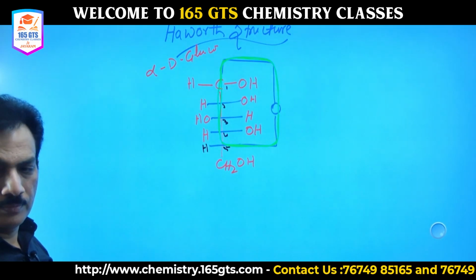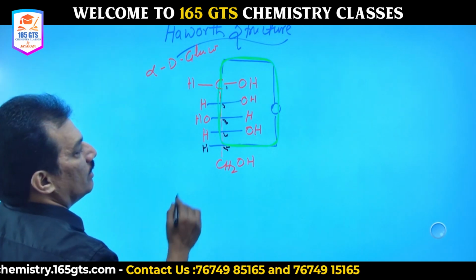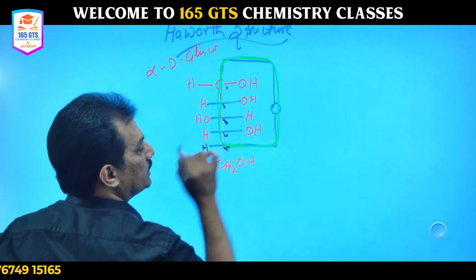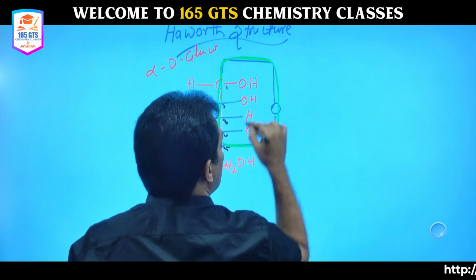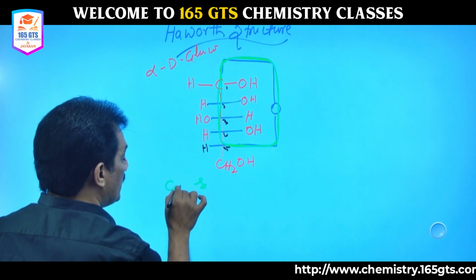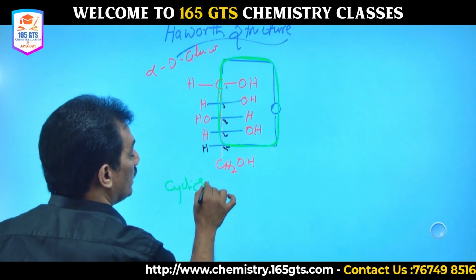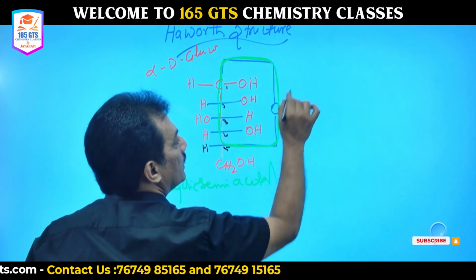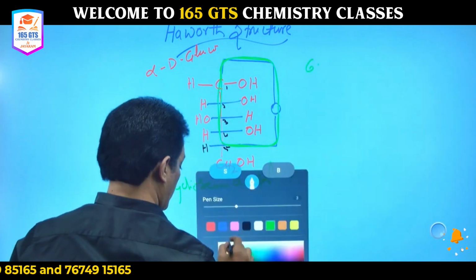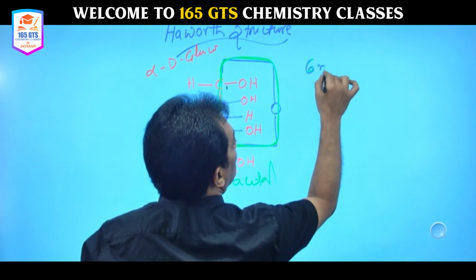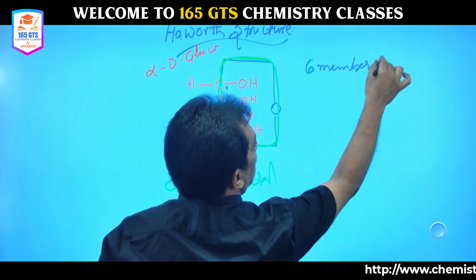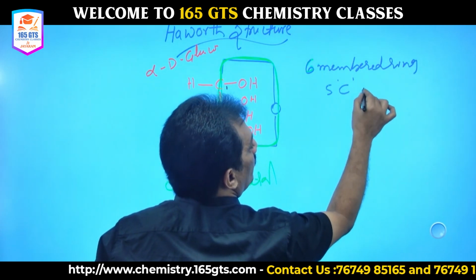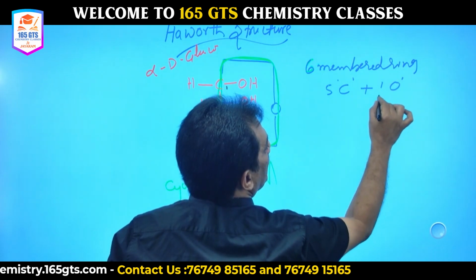You observe that in that cycle, 1, 2, 3, 4, 5 carbons are there, and 1 oxygen is there. That means it is a cyclic hemiacetal. The structure of this glucose has a 6-membered ring, where 5 carbon atoms plus 1 oxygen atom are present.